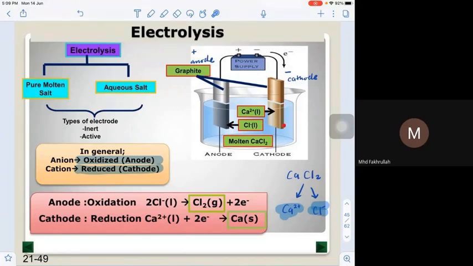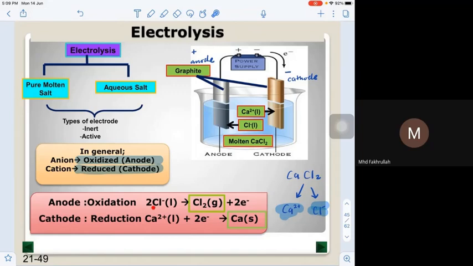Now we want to know what the product is at the anode. The chloride ions from our electrolyte will go to this anode and undergo oxidation. When it is oxidized, we have to look back at that table. We have the reduction equation, so we have to reverse the equation. So chloride liquid turns to Cl2 gas plus 2 electrons. This is the oxidation equation of the chlorine gas.